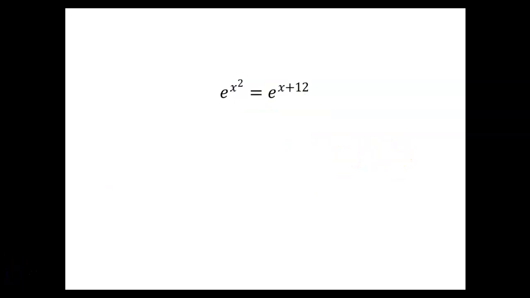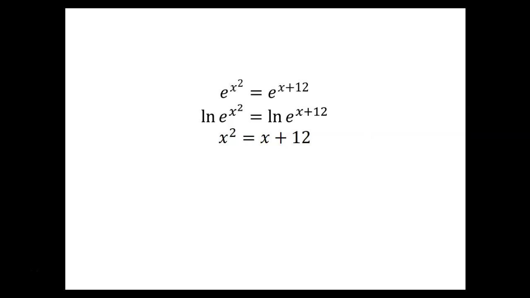Next example, e to the x squared equals e to the x plus 12. And because both sides are just e to the something, that makes it easy. The somethings have to be equal. One way to think about what's going on is to undo the e, you can use the natural logarithm function. ln of e to the anything is just that thing. So here we're taking the natural log of both sides of the equation. If this equals this, then ln of this equals ln of this. And ln undoes the e. ln of e to the something is just the something. And so we have x squared equals x plus 12.